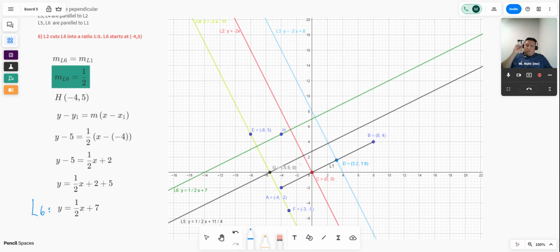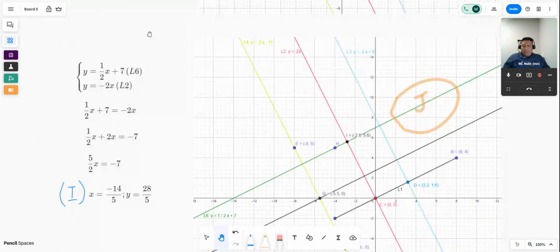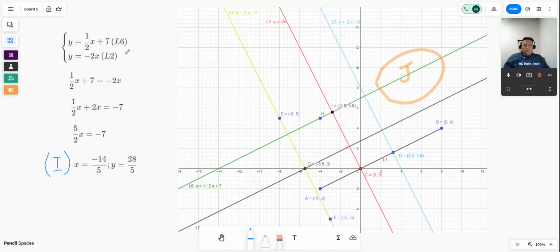So it's very interesting because after this, we're being told that this line 2 cuts line 6 into a ratio 1 to 5. So for this ratio 1 to 5, we need to find out what is the intersection between line 2 and this line 6 because we don't know. This intersection will be like having simultaneous equations between line 6 and line 2.